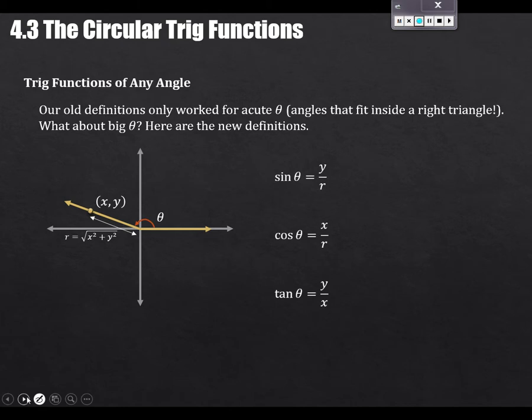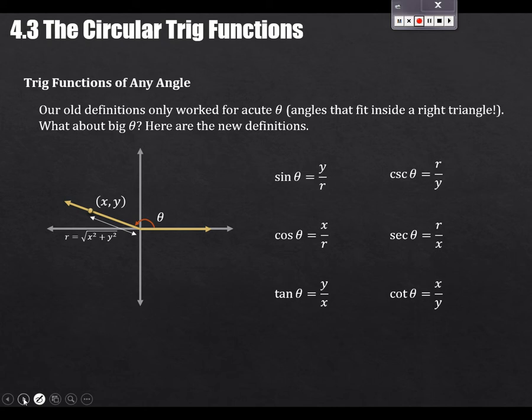The sine, our new definition, forget yesterday. Our new definition is the sine of an angle is y over r, the y coordinate that you chose for that point divided by r. And the cosine is x over r. And the tangent is y over x. And the other ones are up there too now. We'll define those trig functions that way.